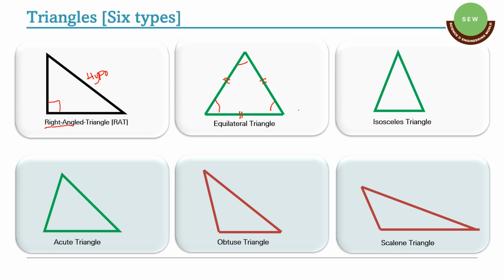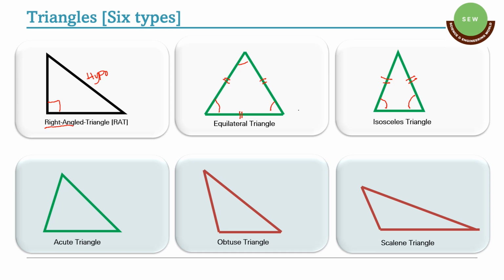And the third one is the isosceles triangle, whereby only 2 of its sides are equal and the angles facing them are also equal. So here we have 2 sides equal and the angles facing them are equal.